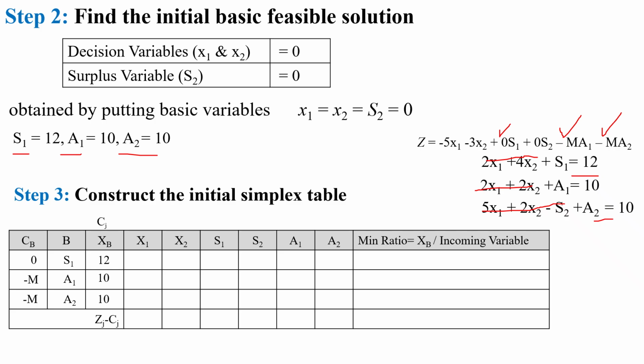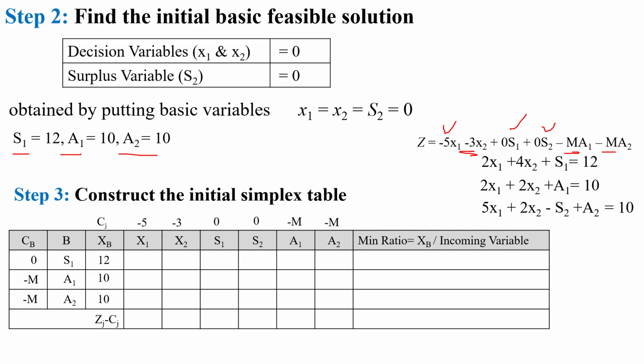Next, Cj is the cost coefficient value of all the variables. In this regard, you have to observe the objective function. The cost coefficient for the x1 variable is minus 5, for x2 minus 3, 0 for s1 and s2, and minus M for a1 and a2. So the Cj values are minus 5, minus 3, 0, 0, minus M, minus M.